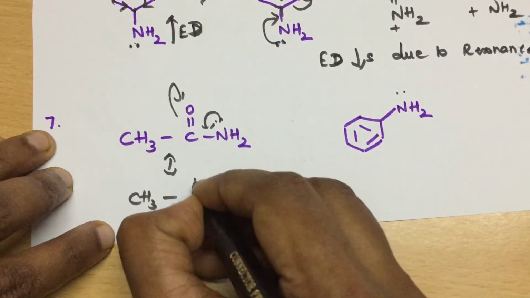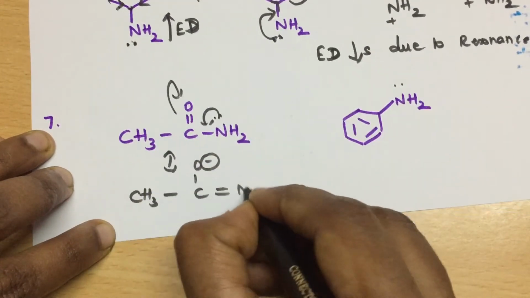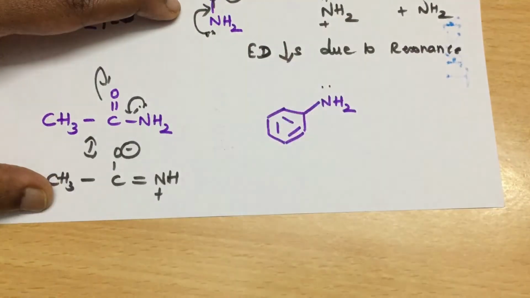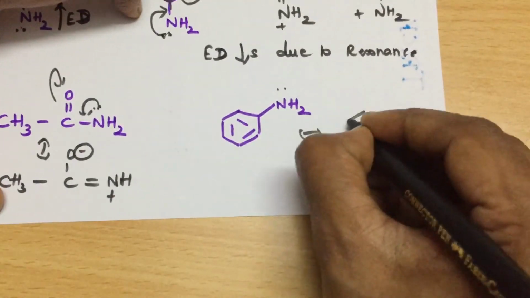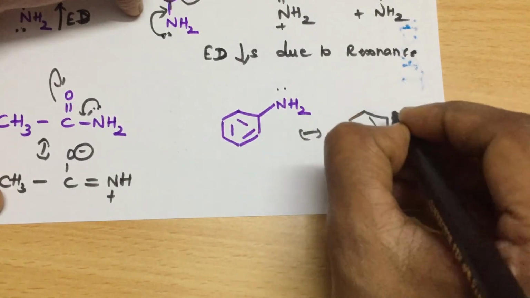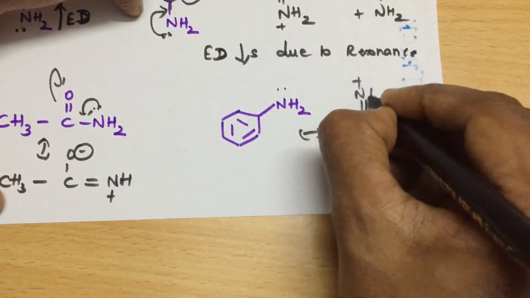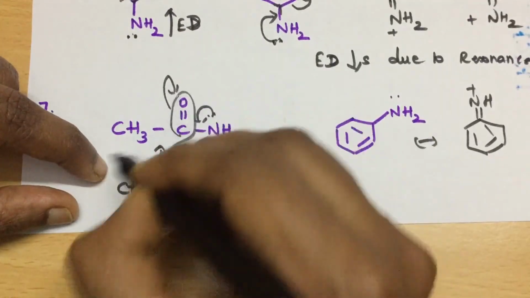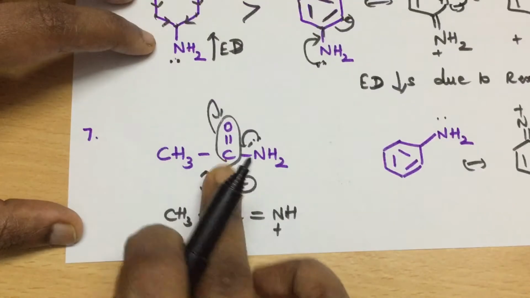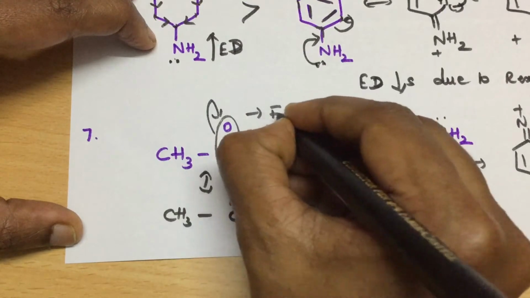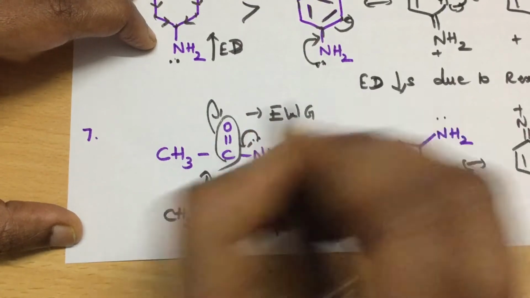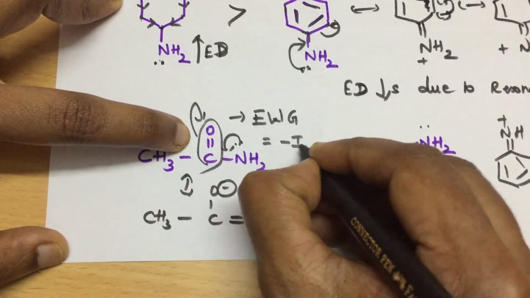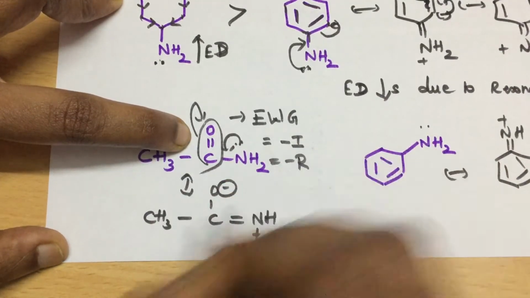So I can write this structure like this, and here also like this it will be involved in resonance. But are these two resonance structures the same? See, what kind of group is this? Carbonyl. It is a powerful electron withdrawing group, EWG. What kind of effect will it show? It is showing minus I effect and minus R effect.